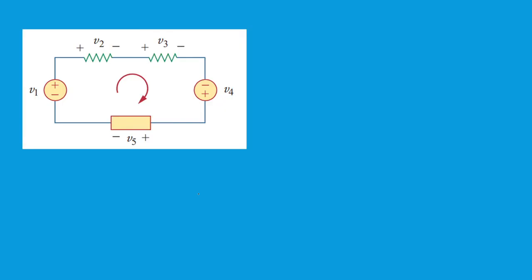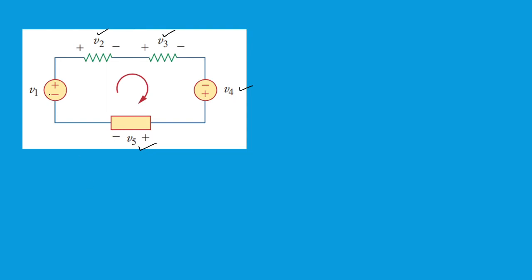Now look here very carefully. How many voltages do we have? We have voltage V1, voltage V2, voltage V3, voltage V4, and voltage V5. And you can see there are sign conventions: minus plus, plus minus, plus minus, minus plus, plus minus, plus minus.